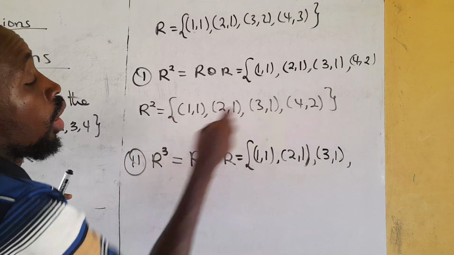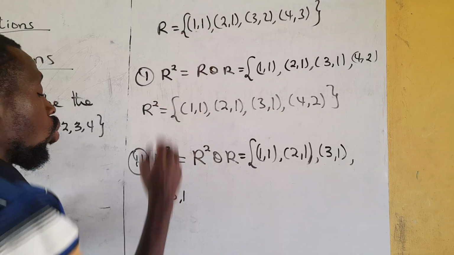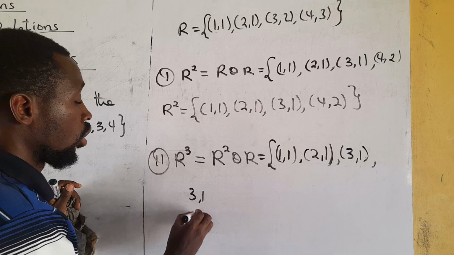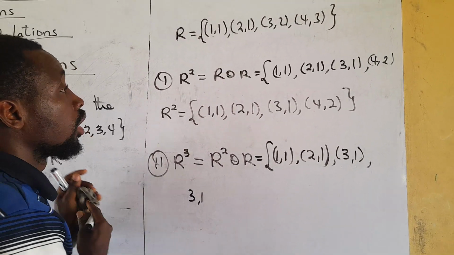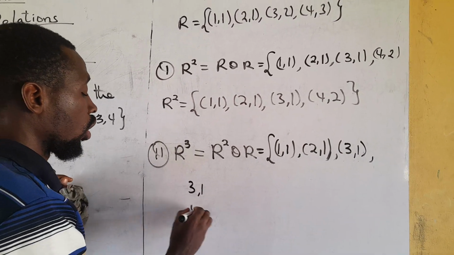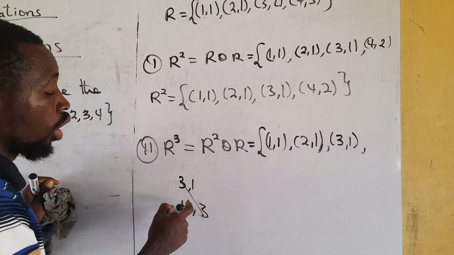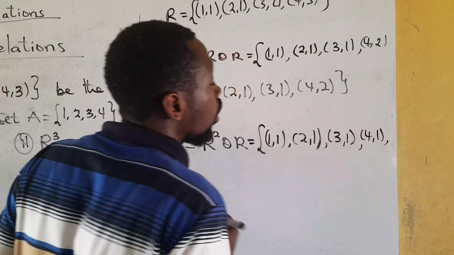Then we pick (3,1). (3,1) against (1,1): there is no corresponding. (3,1) against (2,1): there is no corresponding. (3,1) against (3,2): no corresponding. (3,1) against (4,3): look at it, the 3 corresponds with these 3. Then we have the other pair (4,1).